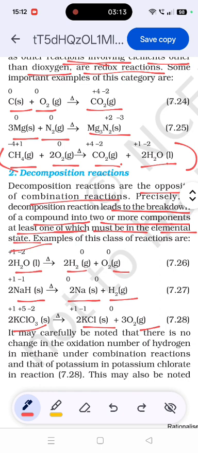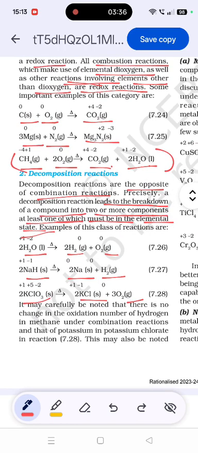So in this case, water, H2O, splits up to form hydrogen and oxygen as a decomposition and can also be considered a redox reaction. Then sodium hydride splits up to form sodium and hydrogen. Potassium chlorate splits up to form potassium chloride and oxygen. It may carefully be noted that there is no change in the oxidation number of hydrogen in methane under combination reaction, and that of potassium in potassium chloride in reaction 7.28.